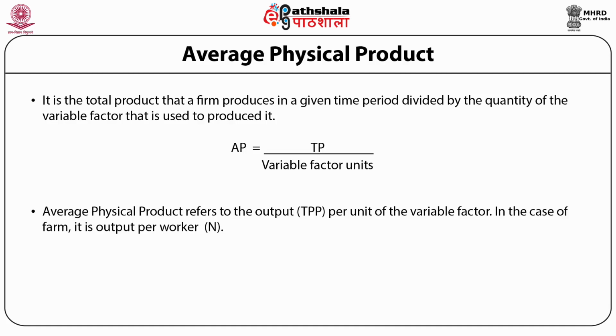Symbolically, average physical product can be expressed as APP is equal to TPP divided by N, where N means the number of workers employed on the farm and TPP is the total physical product on the farm resulting from the employment of a specified number of workers on the farm.